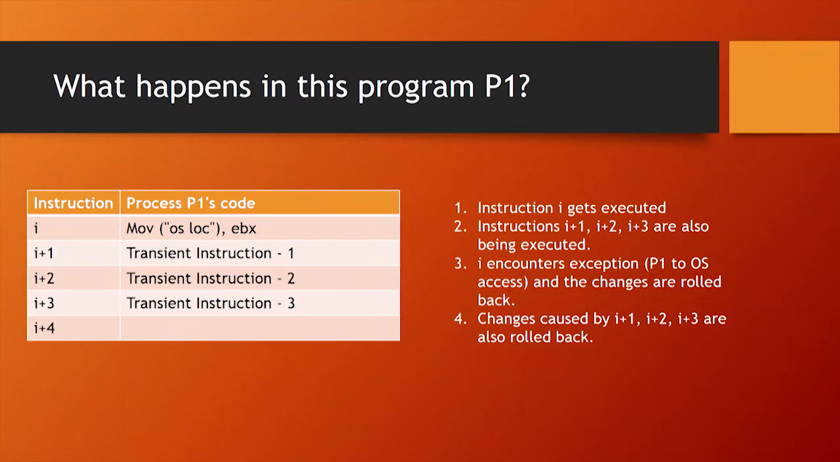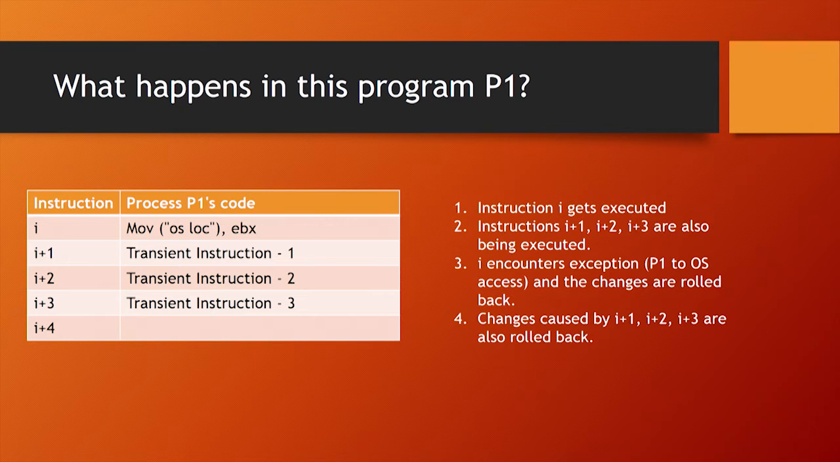Okay, so you got a quick overview of what we are calling out of order execution. Now we are coming to this program. Suppose I have a block of instructions I, I plus 1, I plus 2, I plus 3. What I do at I is go and read one OS page and show that I have read it.